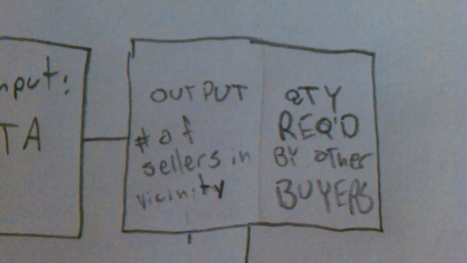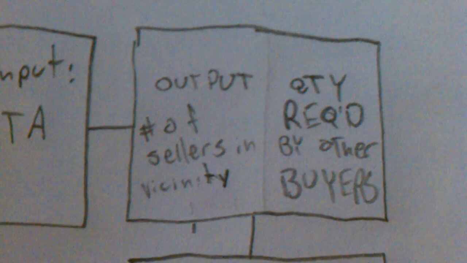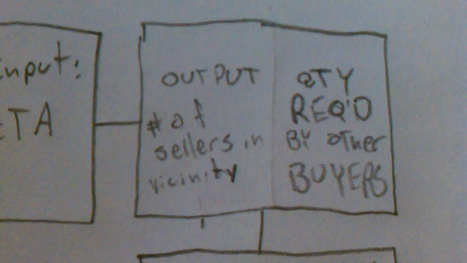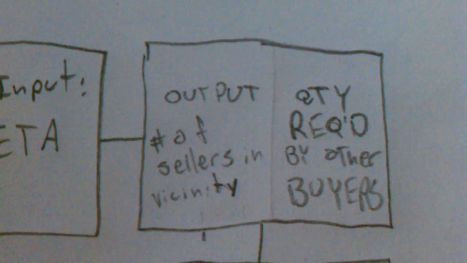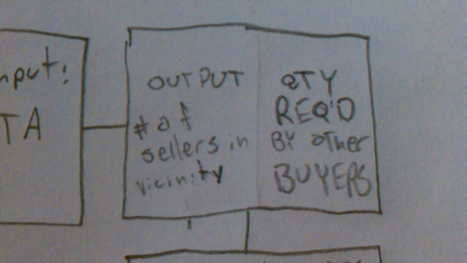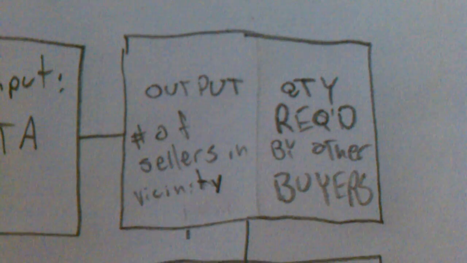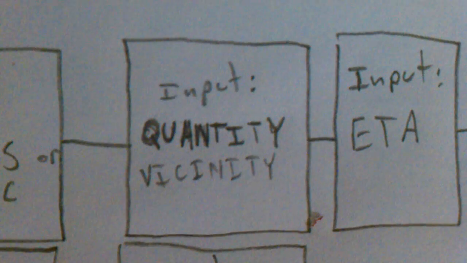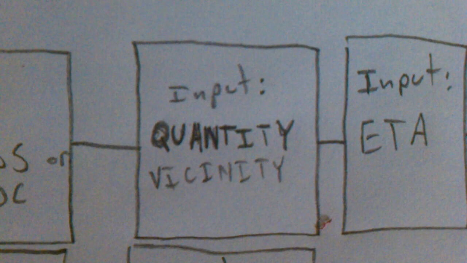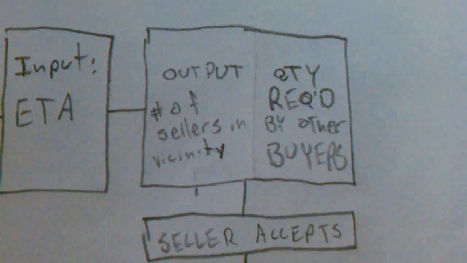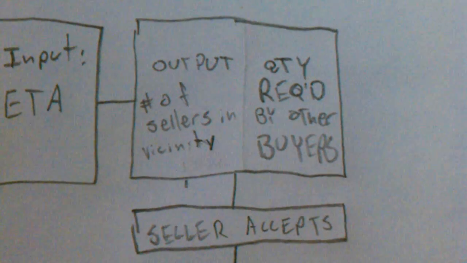And then he is displayed an output of the number of sellers in his selected vicinity and the quantity required by other buyers. All of this information is what other buyers have input in this field here. After that, he waits for the seller or a seller to accept.